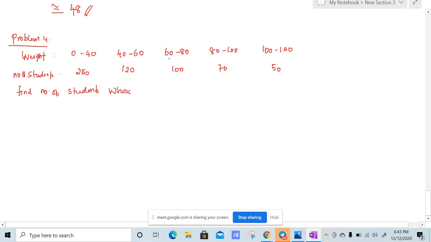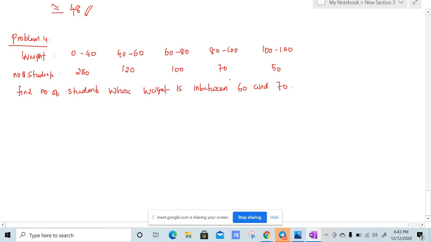whose weight is in between 60 and 70, right? So again, one slightly tricky problem. If they are given a question like find the number of students whose weight is less than 60, we can use the previous problem method. If they are given find the number of students whose weight is less than 70, again we can go by the previous problem.